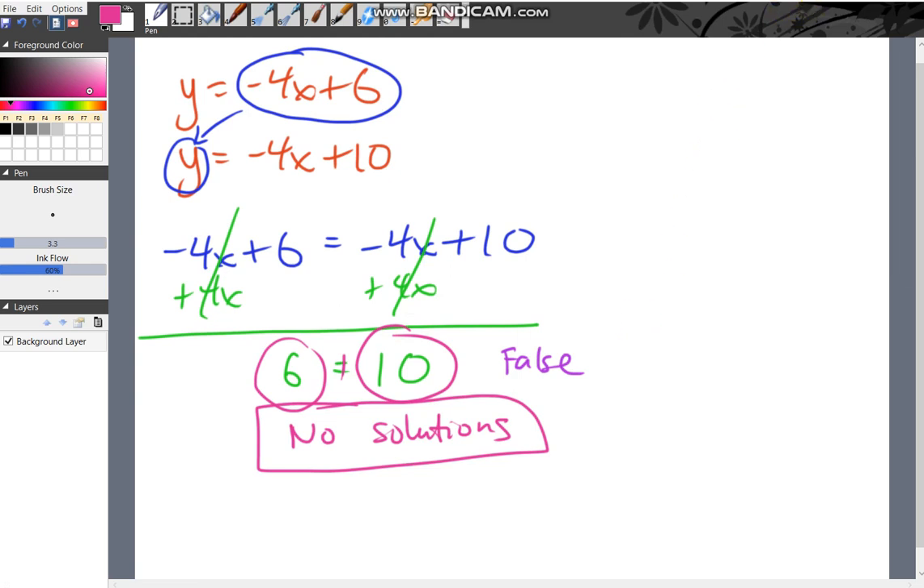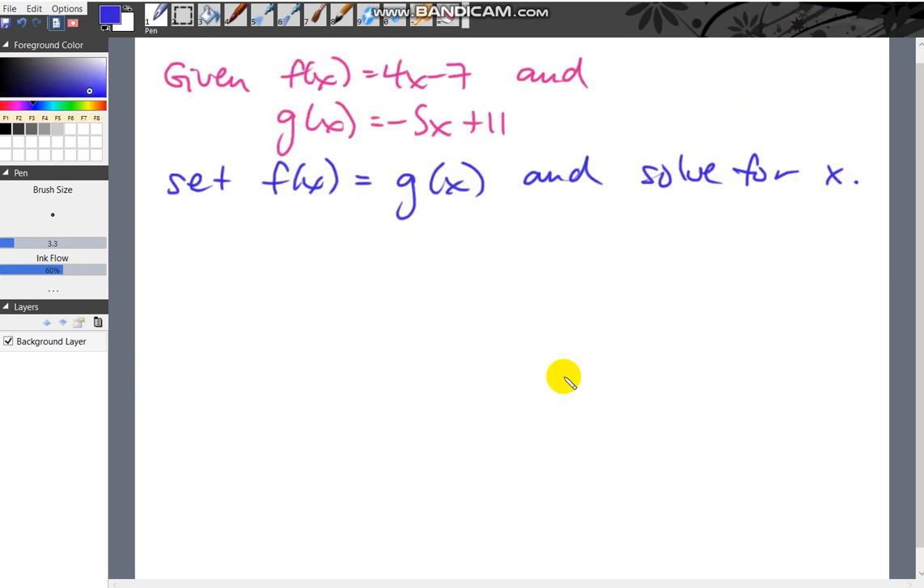Okay, so this is a completely different problem that we're looking at. Given f of x equals 4x minus 7 and g of x equals negative 5x plus 11, you want to set these two equations equal to each other and solve for x. So that's what this notation means here. We're substituting this for f of x, and this for g of x.